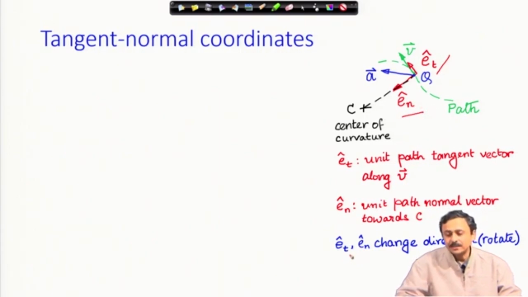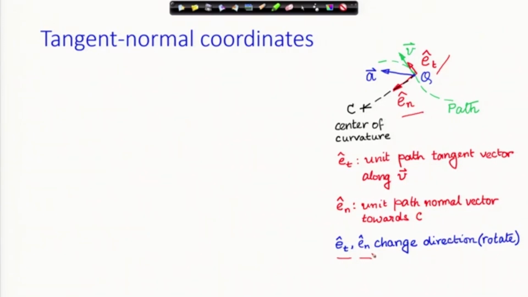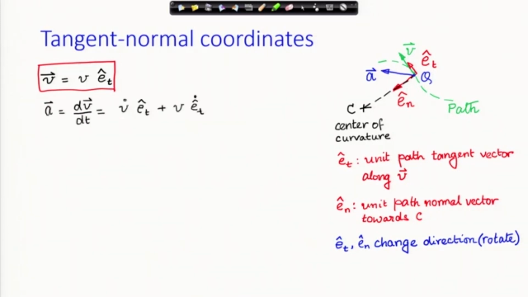Now, you will realize as the particle moves, these vectors e_t and e_n will change. They will rotate, they will change directions, but their magnitudes will remain the same, they are unit vectors. Now, the velocity vector in this coordinate system defined by e_t and e_n is simply written as the speed, the magnitude of the velocity vector, times the unit vector along the velocity direction. So, therefore, velocity vector is v times e_t cap.